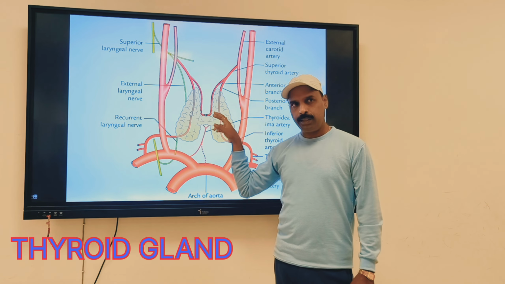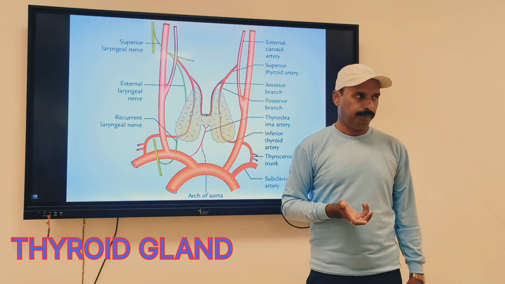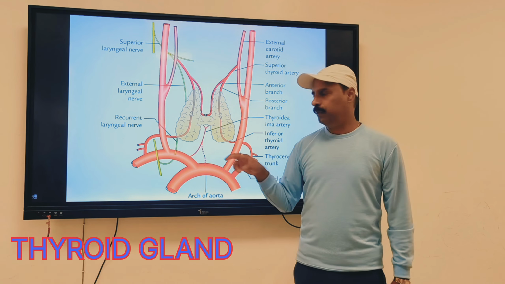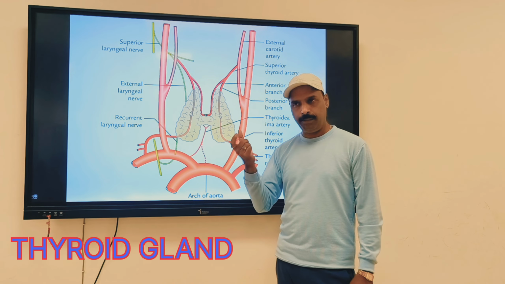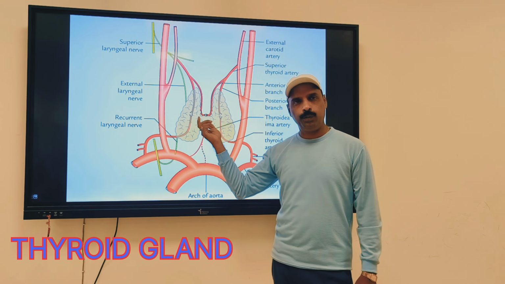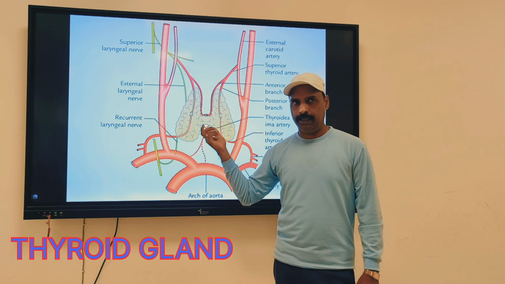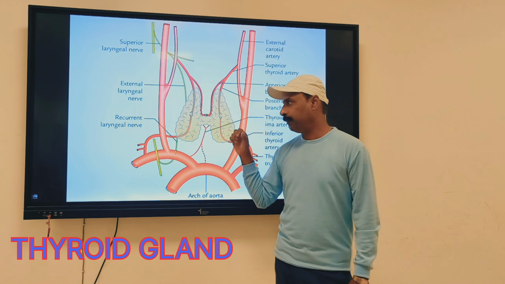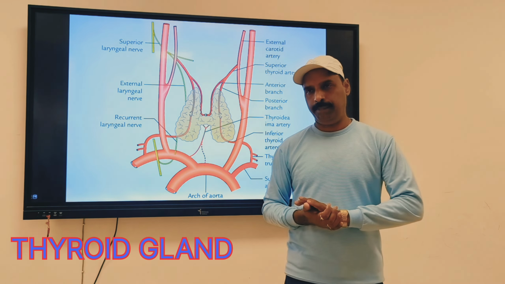The isthmus measures about 1.2 centimeters by 1.2 centimeters, with length and width of 1.2 centimeters and thickness of 1.2 centimeters. That is the measurement of the isthmus. Next, which you have to remember: what is the weight of the thyroid?